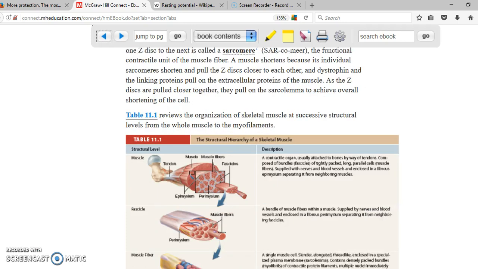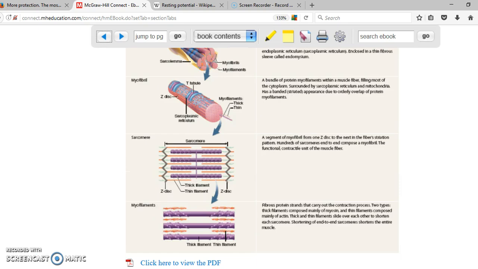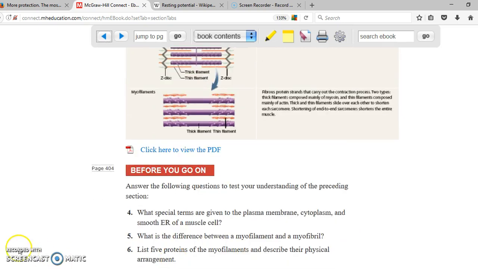We said A bands. So right here we said again, what is the muscle made of? Fascicles. What's the fascicle made of? Muscle fibers. And what's the muscle fiber made of? Myofibrils. And what is the myofibril made of? Myofilaments. And which ones are the myofilaments? Thin or thick filament, or actin and myosin, which is in this case purple and red. And that's about it for this part.